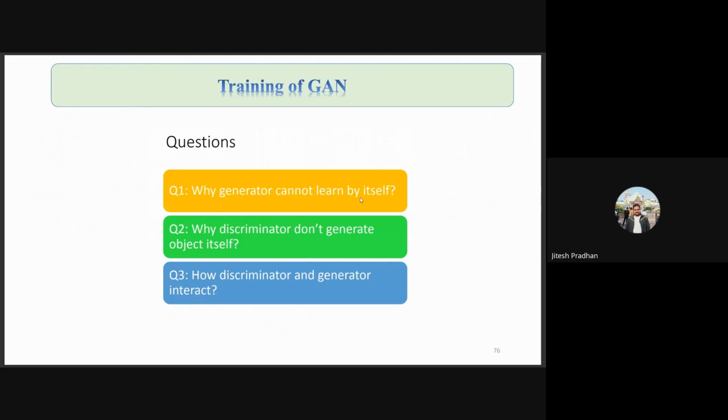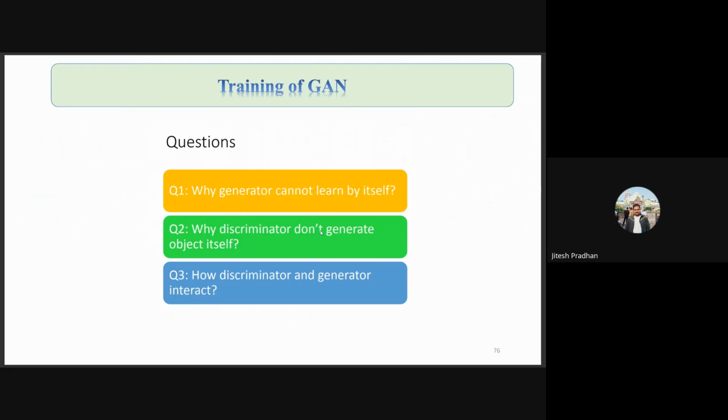Because the generator doesn't know what is real and what is fake. The generator has to generate; its job is only to generate fake data. But it doesn't know what is real and what is fake, because the generator has not been trained on the real data. That real data we have used on the discriminator. That's why the generator cannot learn by itself. It needs a teacher that will tell whether whatever you have generated is real or fake.